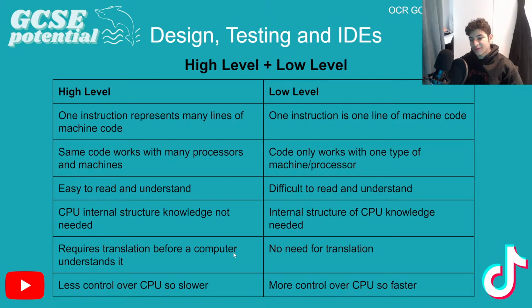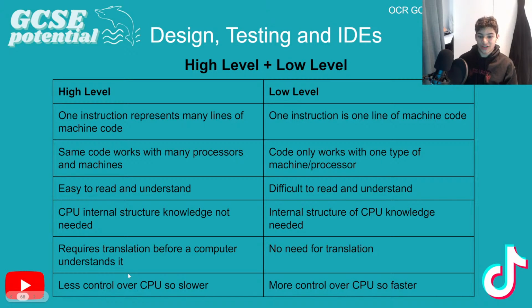Also, high-level code requires translation before a computer understands it. Because it represents many lines of machine code, and it's very easy for us to understand, there's a translation process. So the code is first translated into low level, and then it's translated into machine code. And then the computer can understand it. But with low level, there's no need for translation because the computer understands it. It's very quick to convert.